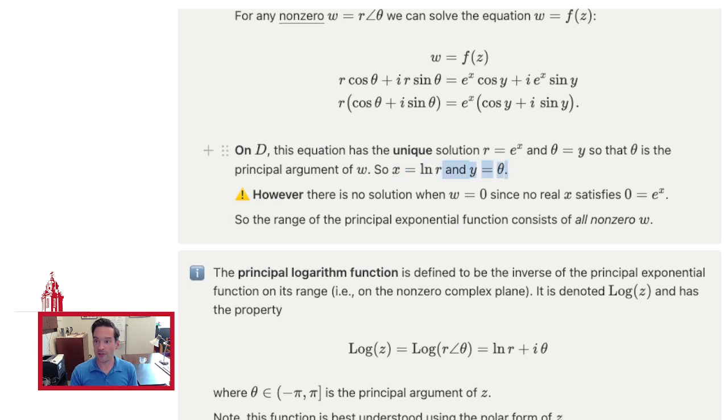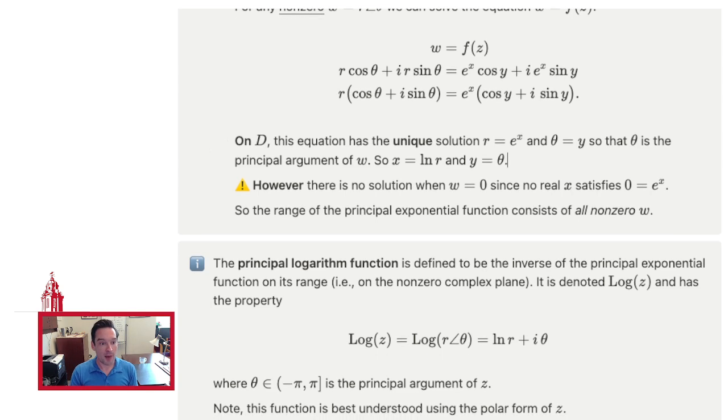We can define it by having its real part be the natural log of r, the natural log of the modulus of the input, and its imaginary part is just the principal argument of the input. So where the complex exponential function was best understood using the rectangular form of the input, the principal logarithm function, which is the inverse of the principal exponential, is best understood when we express its input in polar form.